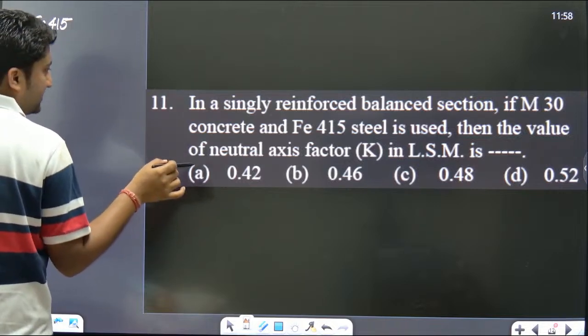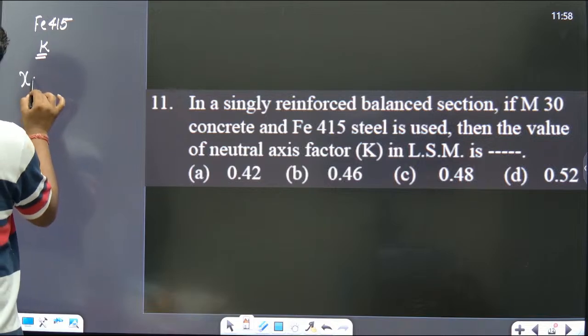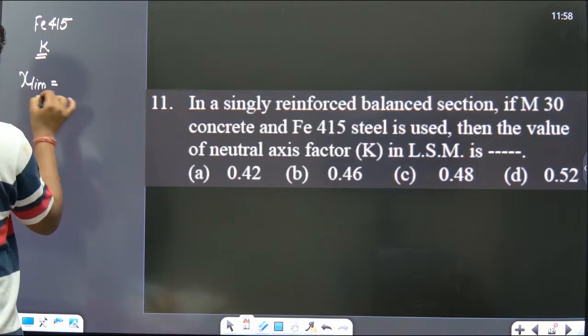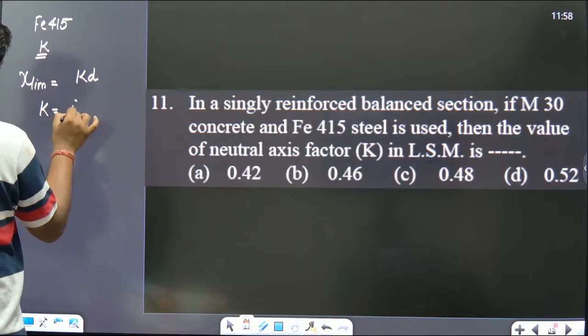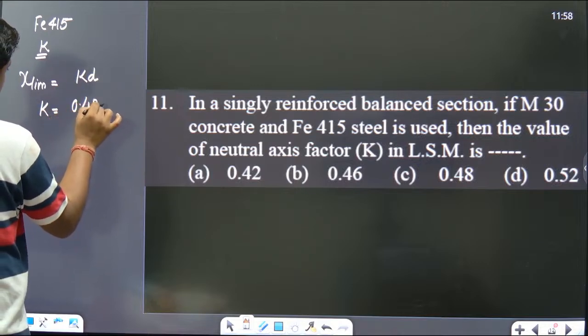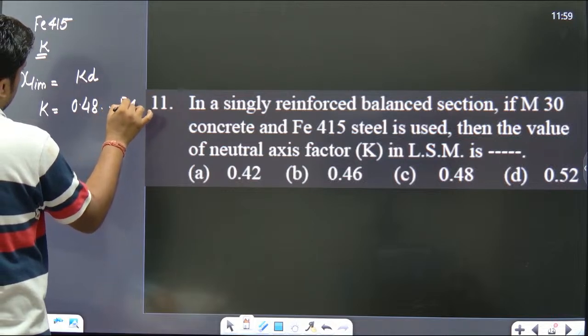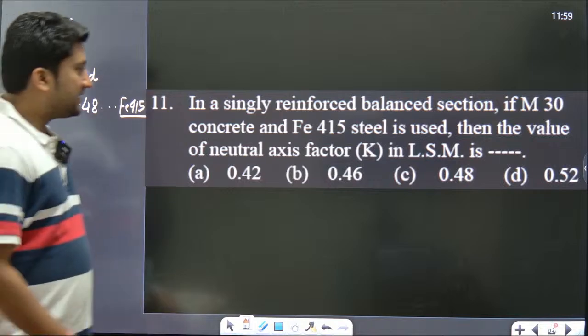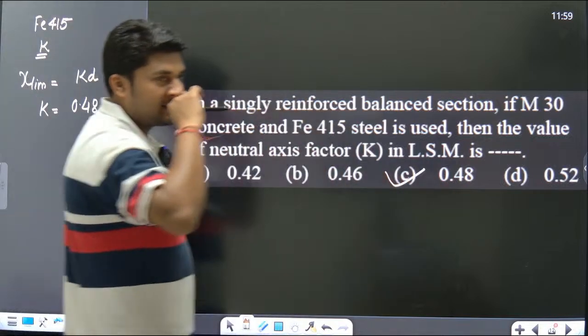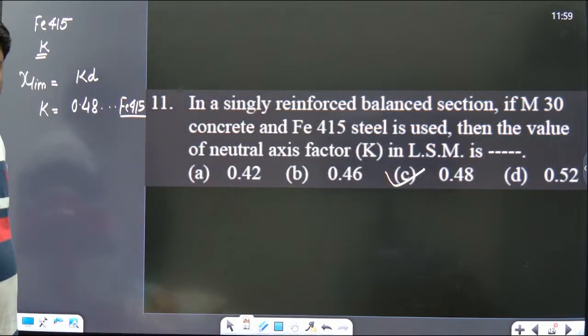So neutral axis depth factor, the limiting value of the depth of the neutral axis x is K into D. This K value is 0.48 for Fe415. So what will be the correct answer? Option C is the correct answer. Getting my point everyone? Yes.